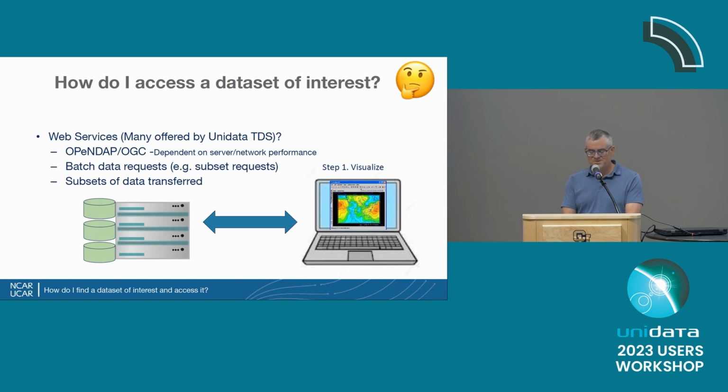And then there are tools out there that allow you to submit batch data requests for subsets if you want to move subsets over to your system. The RDA supports this, and the Copernicus Climate Data Store, that's another resource that supports subsets. And in general, this reduces data volume. You get subsets transferred or streamed to your system. So this is a good way to do things.